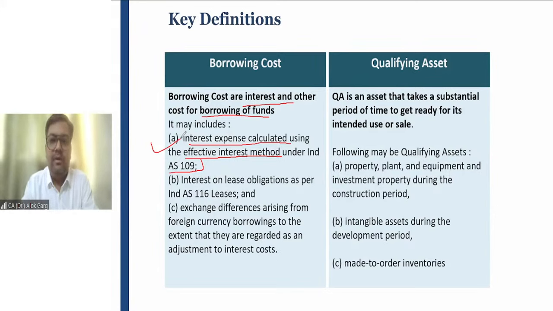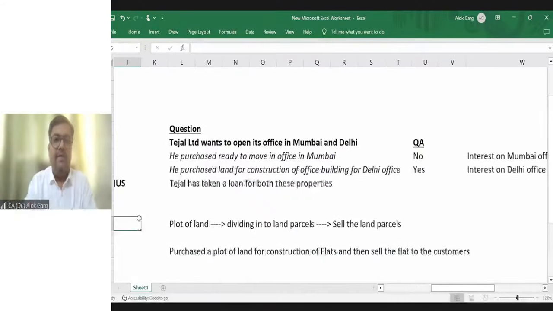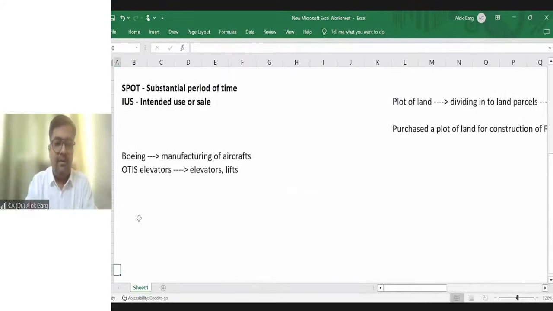So, again, let me go back to my PowerPoint presentation. Please let me know if the Excel file is visible. Give me a second. Yes. Is the Excel file visible now?